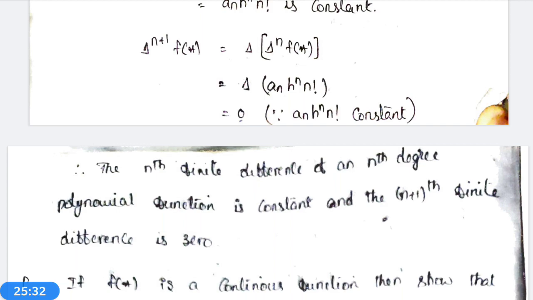(n-1)c1 x power n-2 into h plus etc. plus an into nc1 into x power n-1 into h plus etc. So the last two terms having n-2th and n-1th degree.